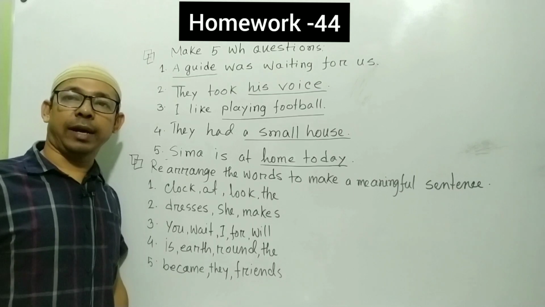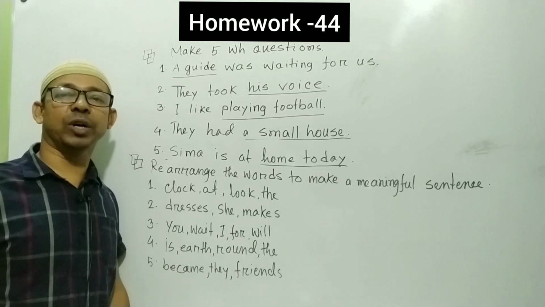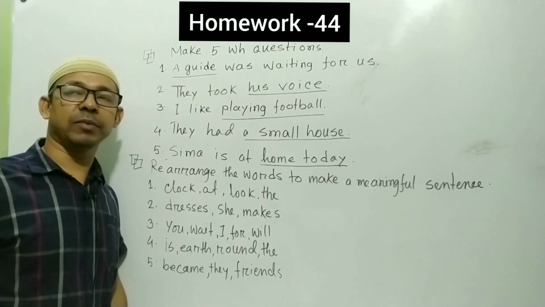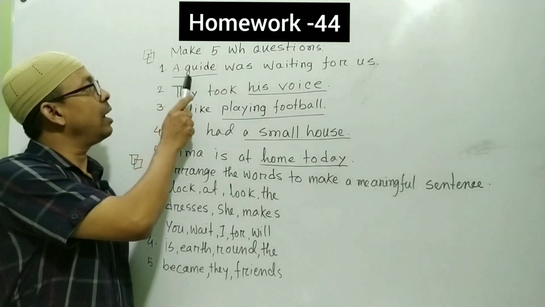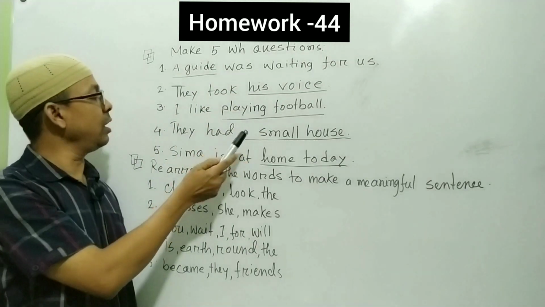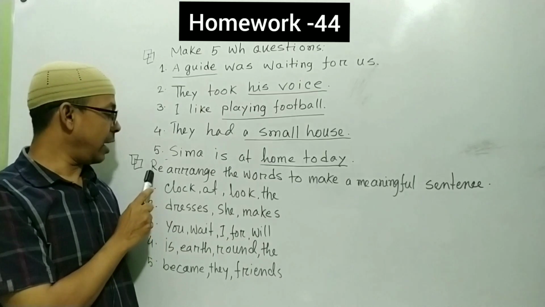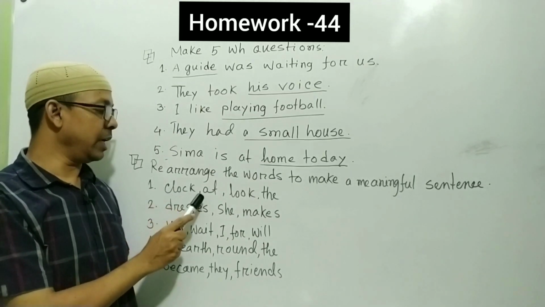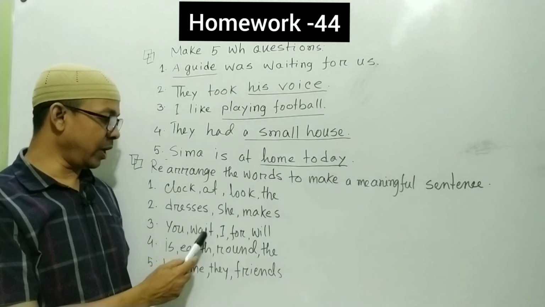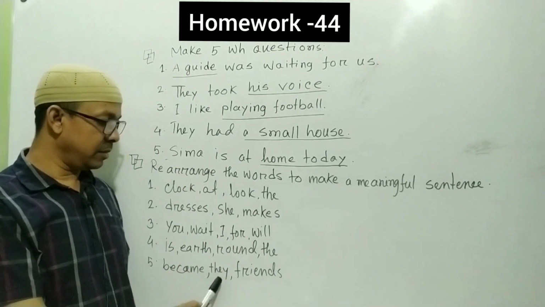My dear student, we are at the last session of the class. Now it is time to give you homework. Your homework is 5 WH questions and 5 rearrangements of sentences. The 5 WH questions are: a guide was waiting for us. They took his voyage. I like playing football. They had a small voyage. Shima is at home today. And 5 rearrangements: 1. Clock at look the dresses she makes. You wait, I for will. Is earth around the became they friends.